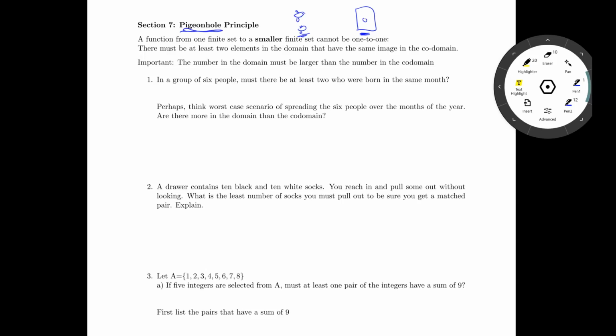It'll get a little harder, but the number in the domain, if it's larger than the number in the codomain, that's the idea, that there'll be more than one pigeon in a hole. Okay, so let's go through and look at these.